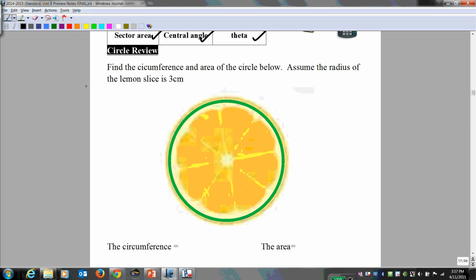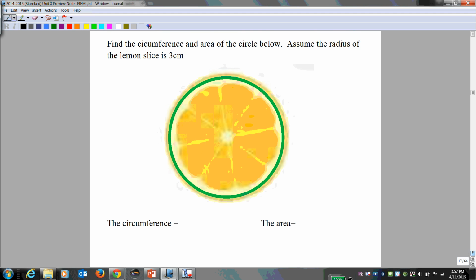Let's start with something simple here. We have a circle. We want to find both the circumference and the area of the circle, assume the radius of the lemon slice is 3 centimeters. So let's actually draw that in. So that's 3 centimeters is our radius. I want to find circumference and area. So remember our two equations.